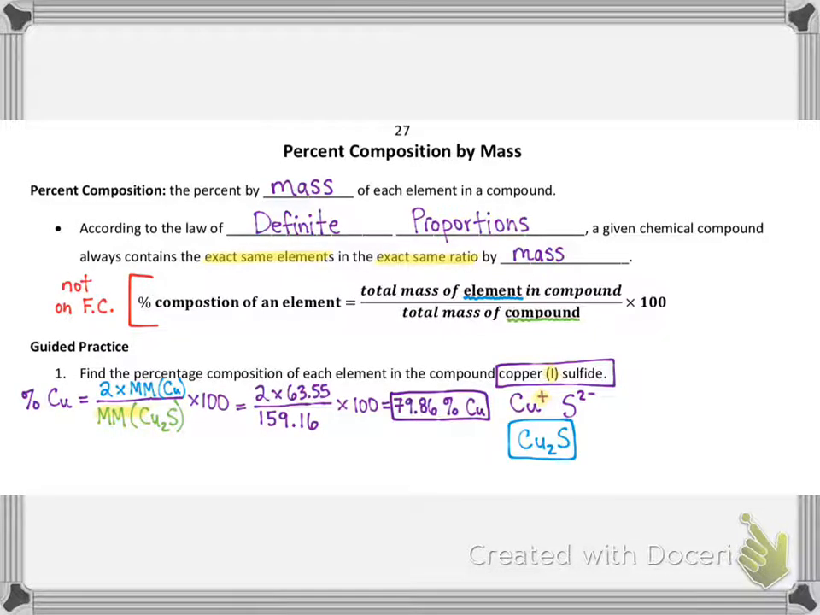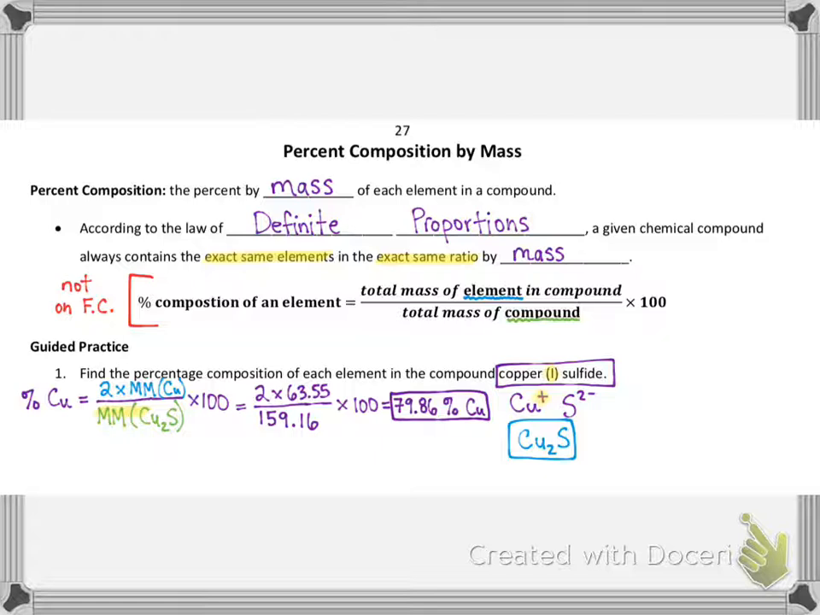Hopefully you found that there's 79.86% copper. Now, we need to do that for sulfur as well. But there are 2 ways to do it. You could, of course, recognize there are only 2 elements. So when I add them together, they have to be 100%, and just take 100% minus 79.86.